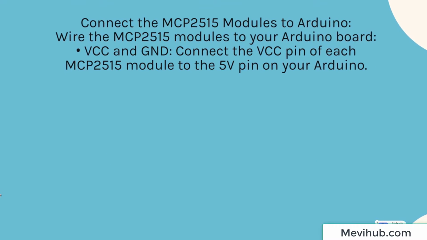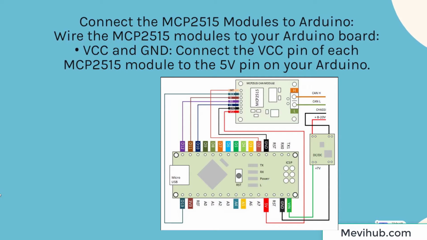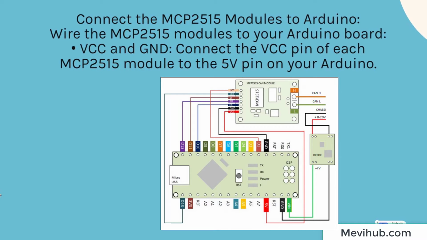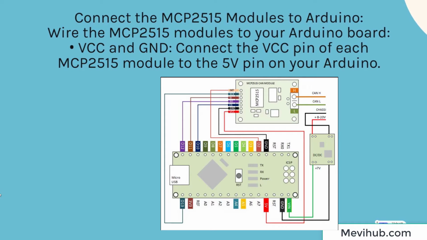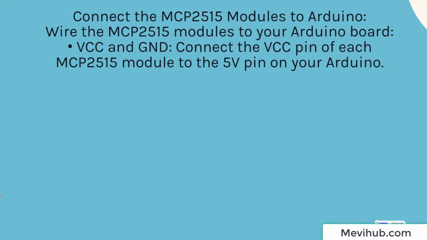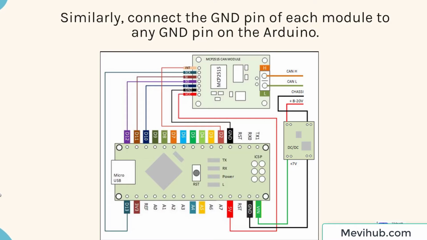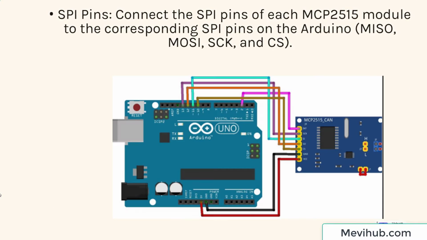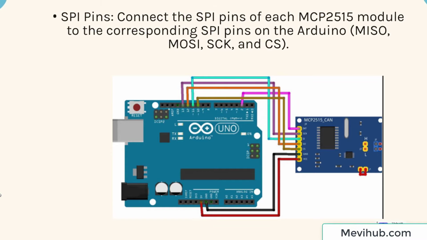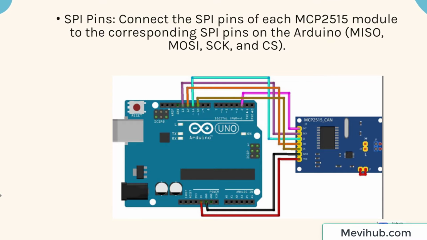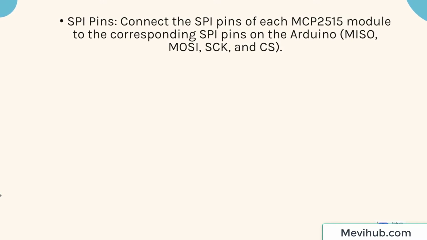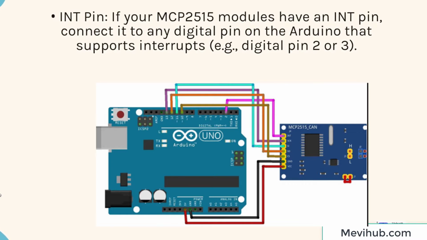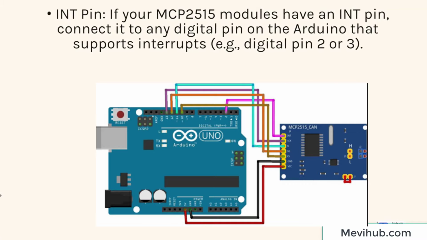Connect the MCP2515 modules to Arduino. Wire the MCP2515 modules to your Arduino board. VCC and GND. Connect the VCC pin of each MCP2515 module to the 5V pin on your Arduino. Similarly, connect the GND pin of each module to any GND pin on the Arduino. SPI pins. Connect the SPI pins of each MCP2515 module to the corresponding SPI pins on the Arduino: MISO, MOSI, SCK, and CS. INT pin. If your MCP2515 modules have an INT pin, connect it to any digital pin on the Arduino that supports interrupts, e.g., digital pin 2 or 3.